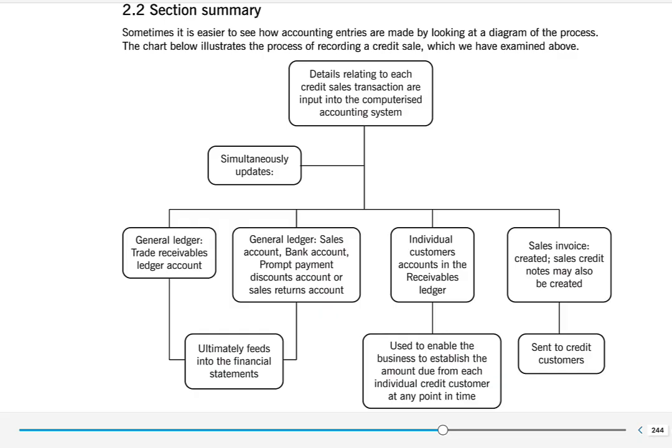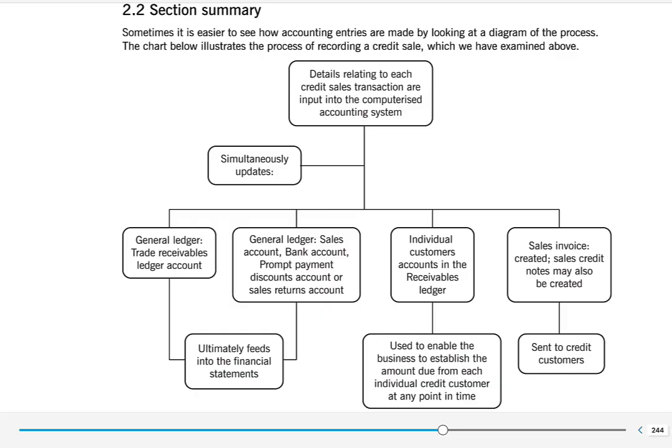Step 5. Later, if there is a return, the system records a credit note and updates sales returns and sales tax in the general ledger, the customer account in the receivables ledger, and reduces the trade receivables control total. Step 6. Later, when payment is received, the system updates bank in the general ledger, trade receivables control in the general ledger, and the customer account in the receivables ledger. End result. The general ledger feeds the financial statements, and the receivables ledger provides customer-level detail for control and collection.